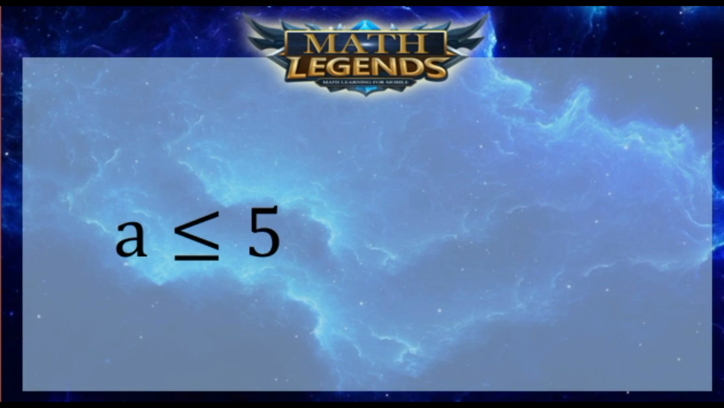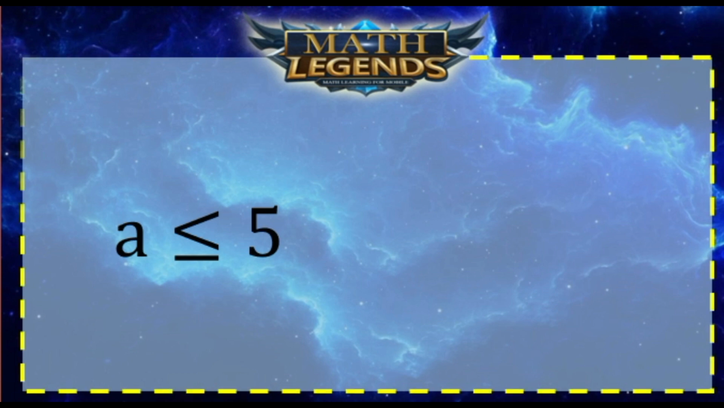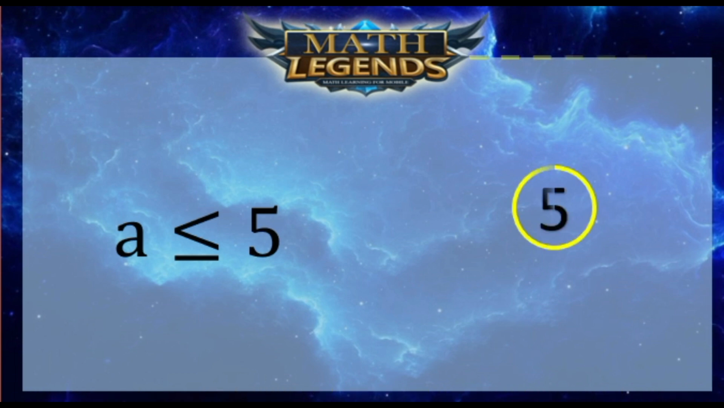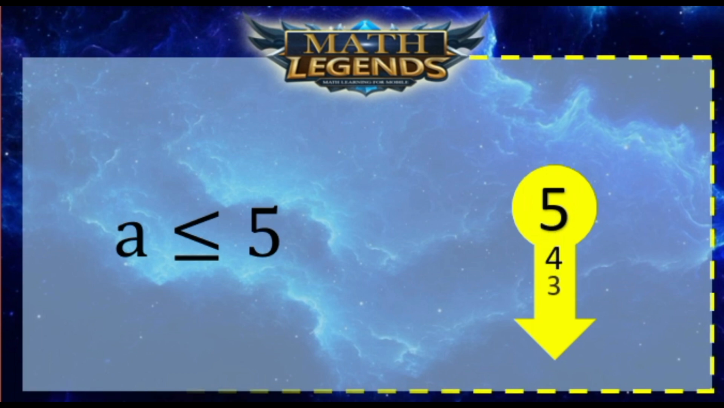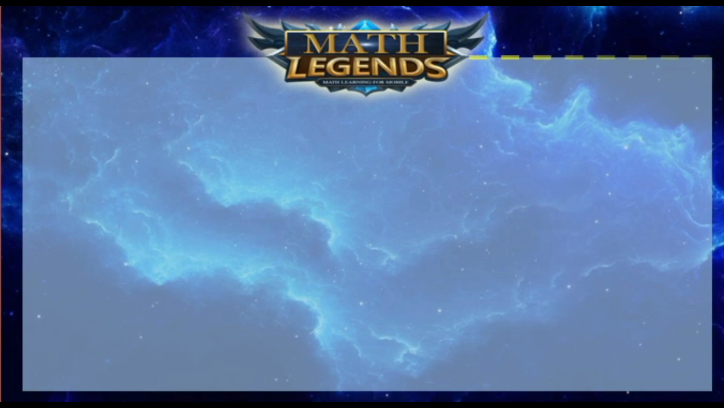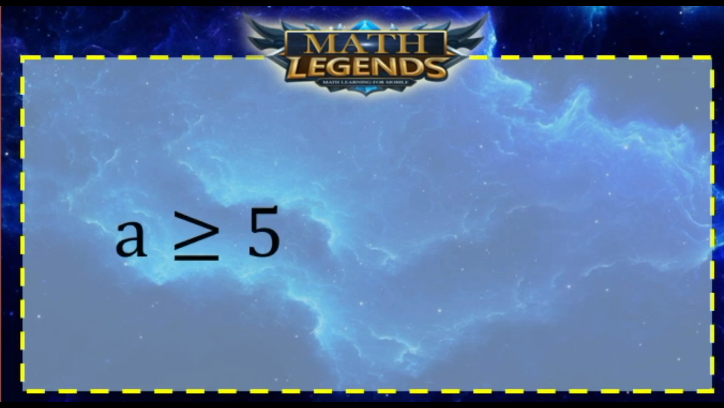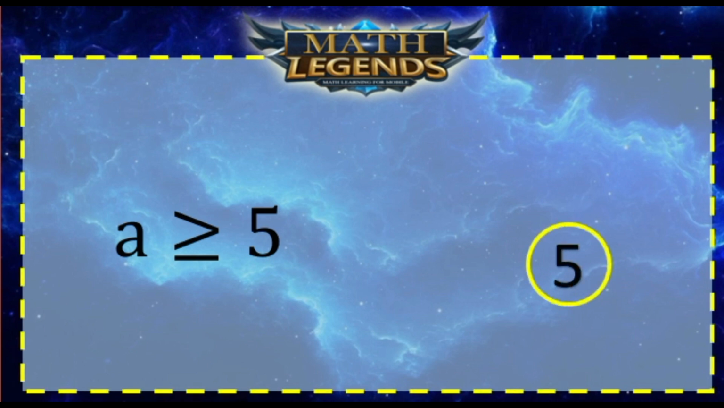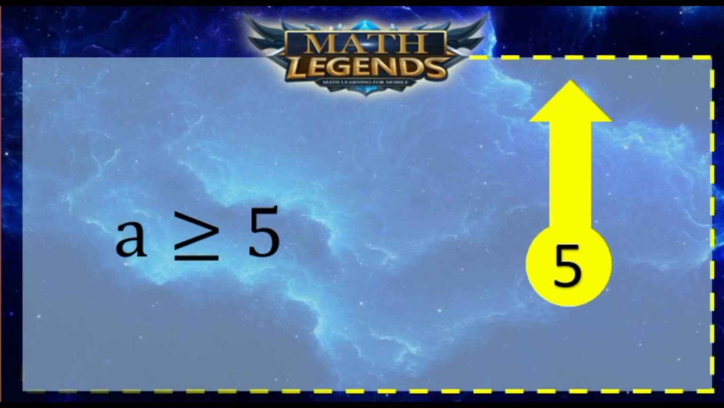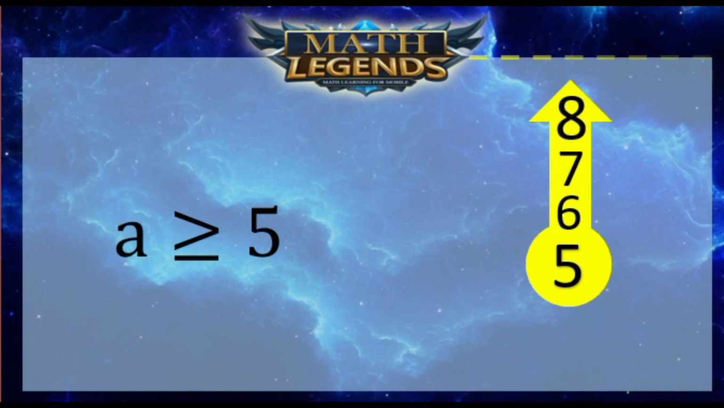When we say any number that is less than or equal to 5, those are numbers equal to 5 and less than 5. Those are the numbers 4, 3, 2, 1, and so on. And if we have a number that is greater than or equal to 5, it means that it is equal to 5 and it is greater than 5, which is 6, 7, 8, and so on.